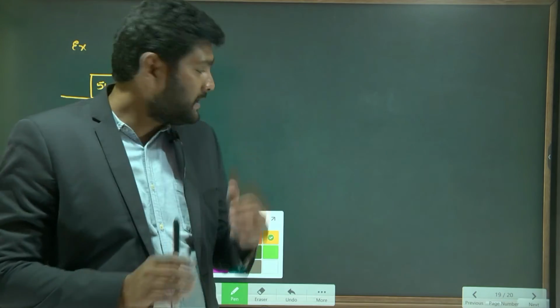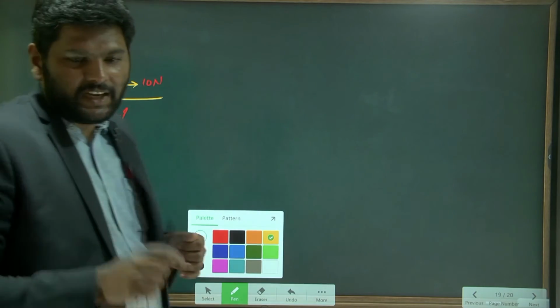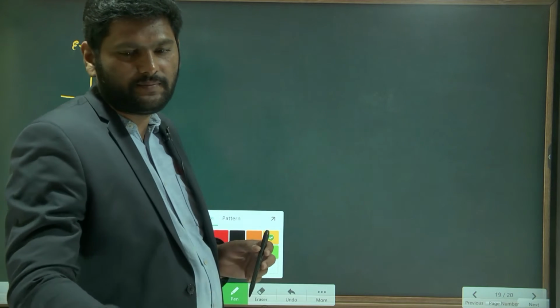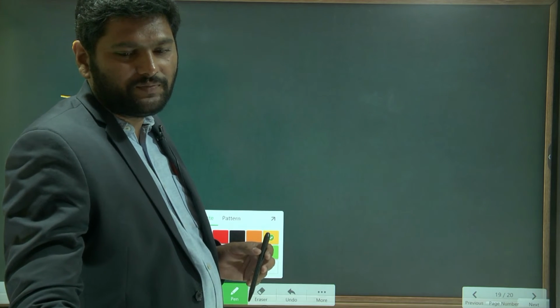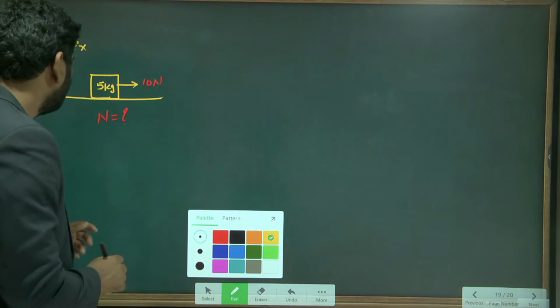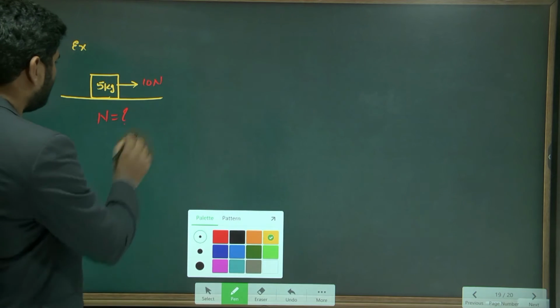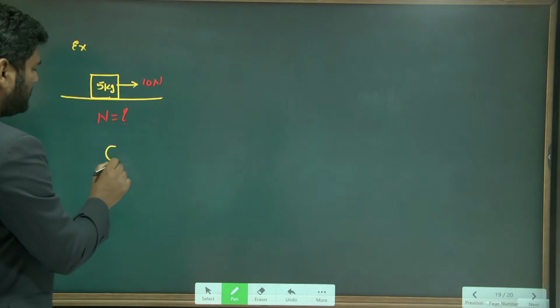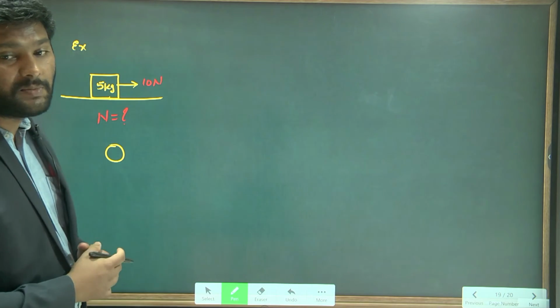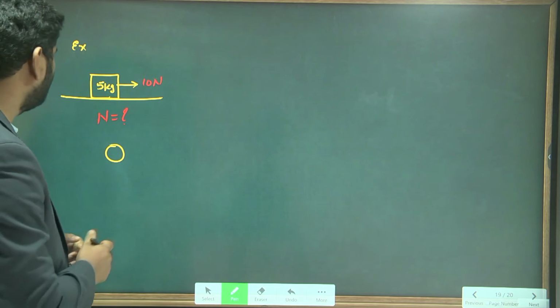Yeah, 50 Newton. Excellent. You are right. 50 Newton is the correct answer. But how? 50 Newton is the right answer, but how? Look here. First I'll take the free body diagram of this 5 kg. Am I right? Yes, sir. How many forces are acting on this body? 3. What are they?